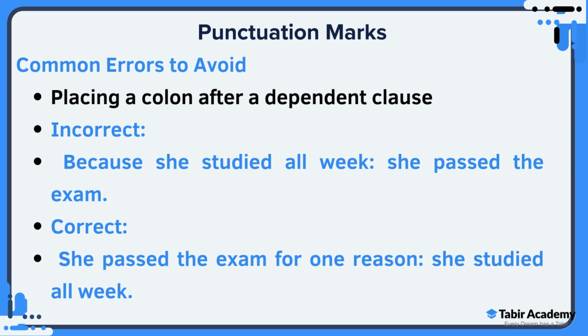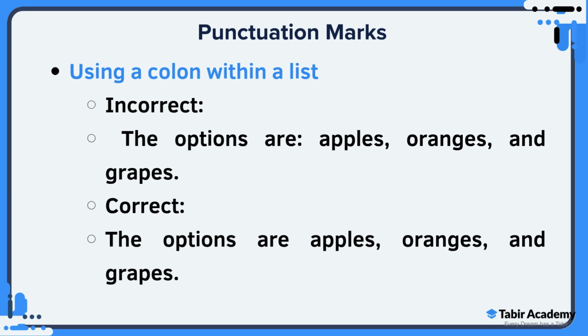We have put the dependent clause before the colon in the incorrect version. The other error is using a colon within a list. If we say, the options are: apples, oranges and grapes, that is incorrect. Instead, it should be just, the options are apples, oranges and nuts. So within a list you should not use a colon.